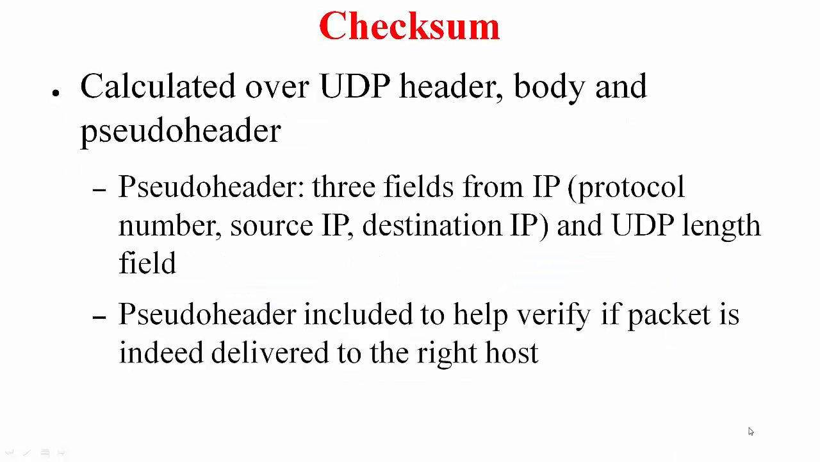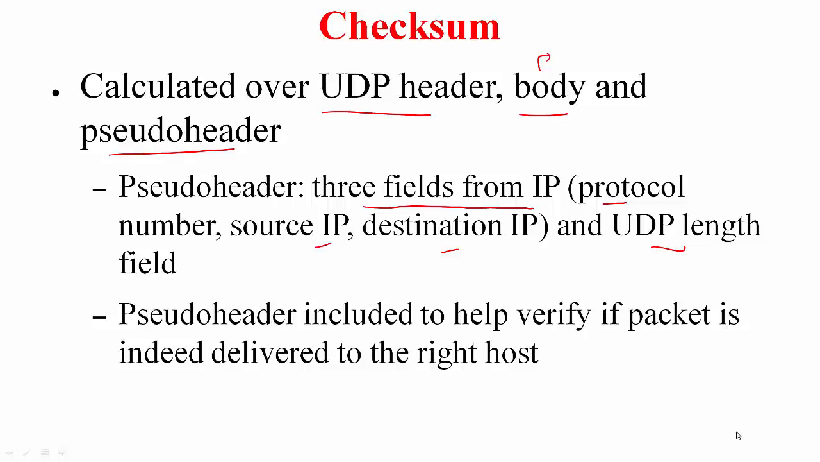So over what fields is the checksum calculated? This is calculated over the UDP header, the body, which is the application layer data, and something called the pseudo header. What is the pseudo header? It is made up of 4 fields in total. 3 fields actually come from the IP header. These correspond to the protocol number, source IP and destination IP. And then you are repeating the UDP length field. In other words, this UDP length field is counted twice when you are calculating the checksum.